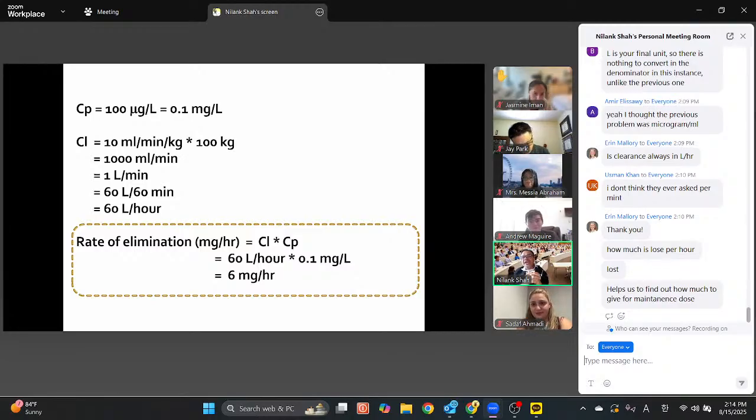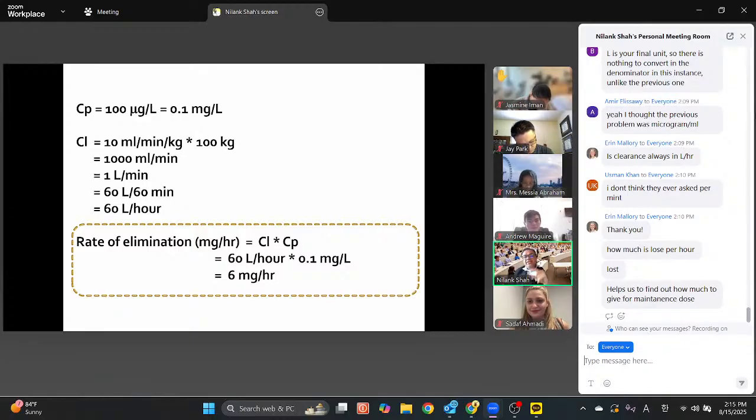Very good, outstanding. So technically, if you want the definition, I can define it now. The volume of the plasma or blood which is cleared of the drug in a unit time, that is called clearance. That is the exact definition of clearance. The volume of plasma or blood which is cleared of the drug in a particular unit time is defined as clearance.